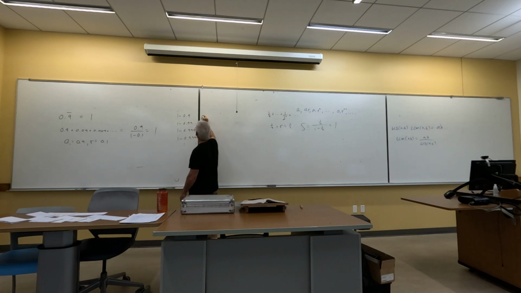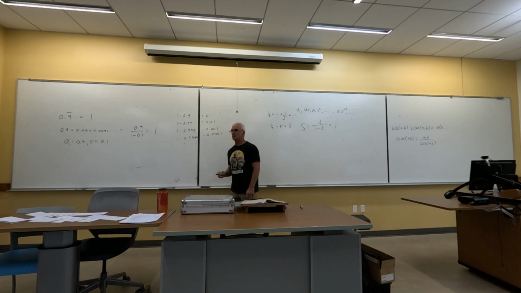If I said 1 minus 0.9, that's 0.1. If I said 1 minus 0.99, that's 0.01. This is 0.001. As I keep increasing the number of 9s, I'm increasing the number of zeros. Do you agree? So what is 1 minus this?